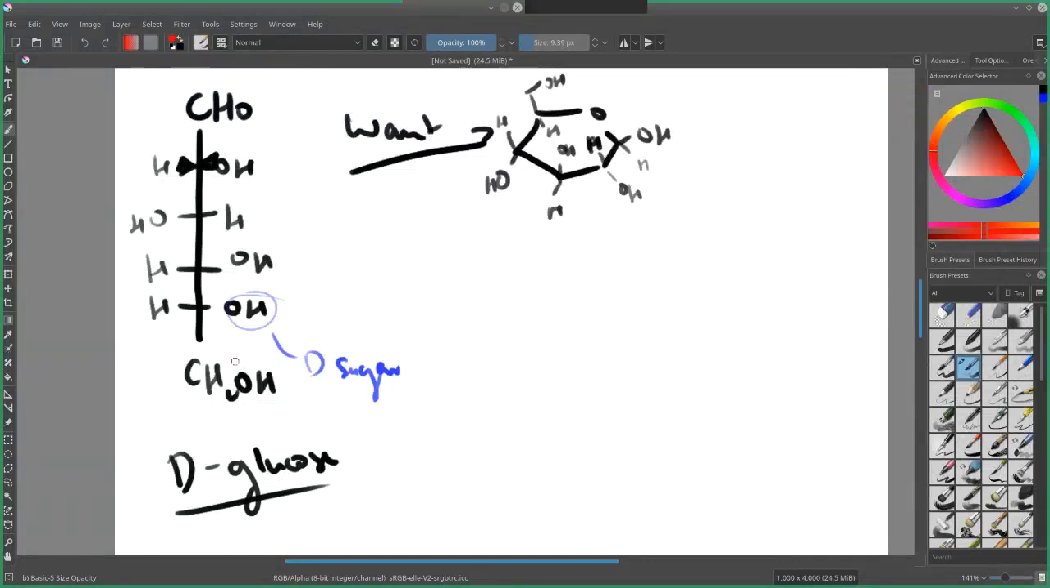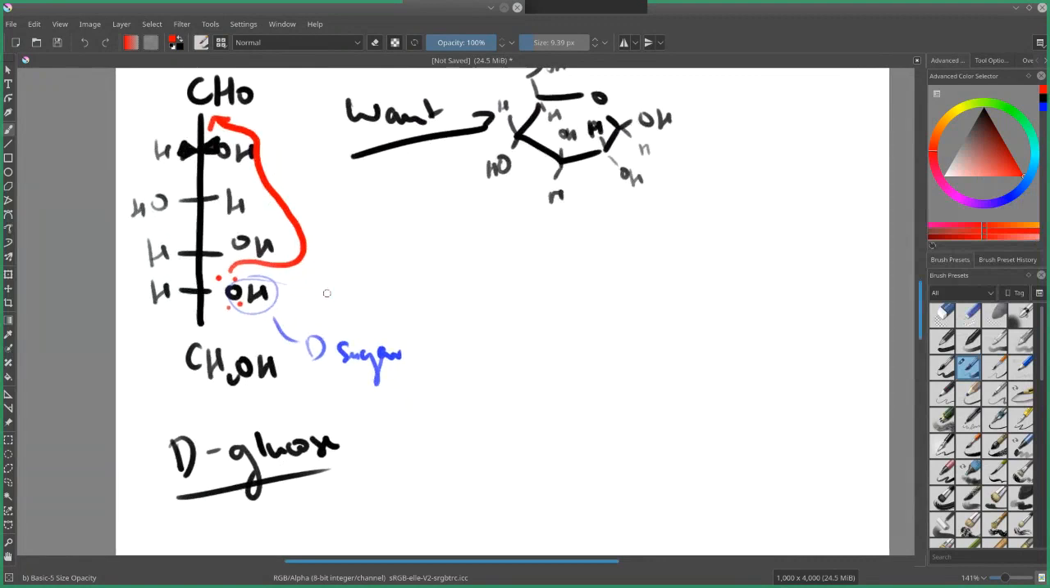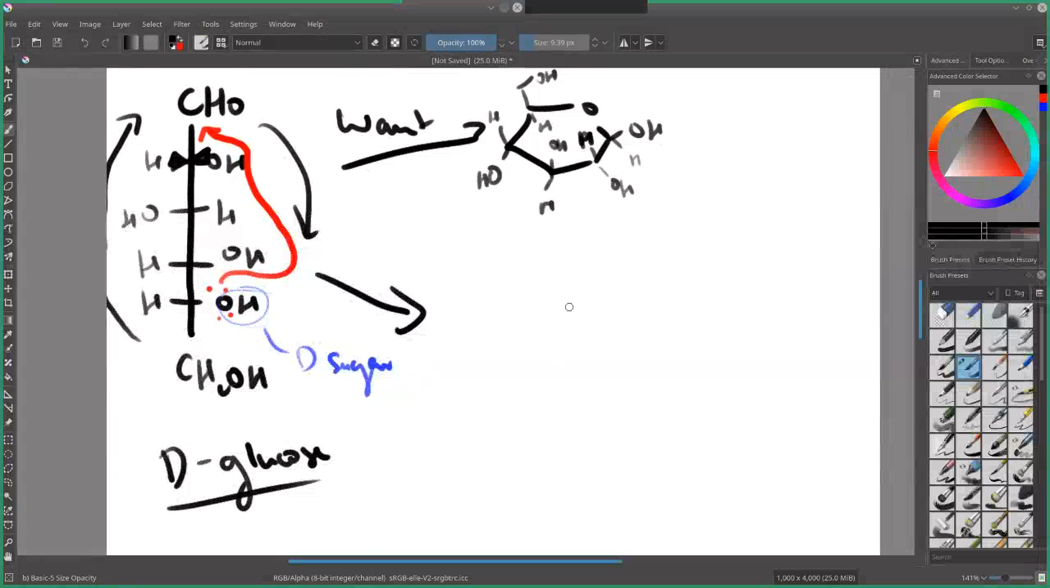Okay. And what we want to eventually get is for this OH here to go up and attack at this aldehyde. But we can't really do that in the position that it's in right now. So what we will do first is take this structure and rotate it 180 degrees like that. Okay. So we're not taking the mirror image, but we're rotating it.